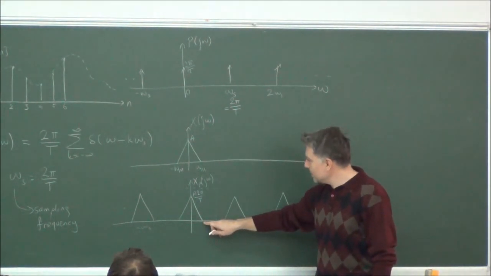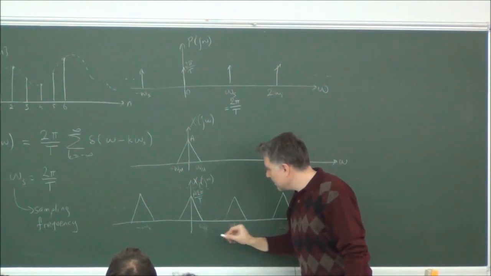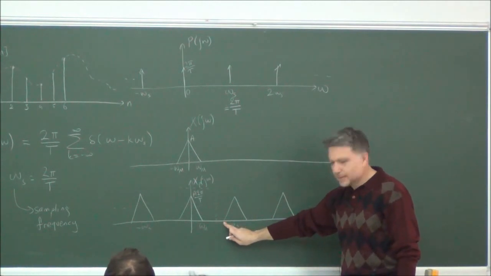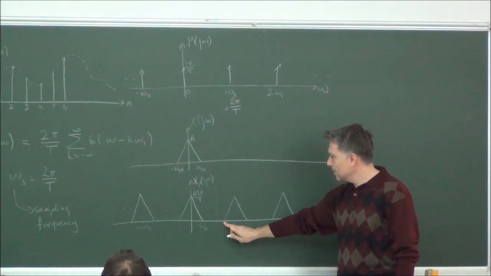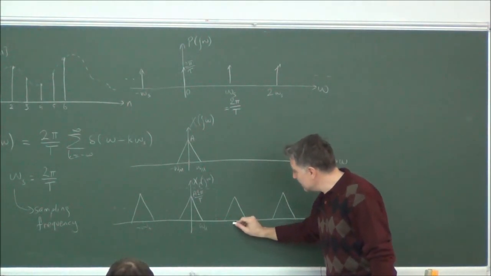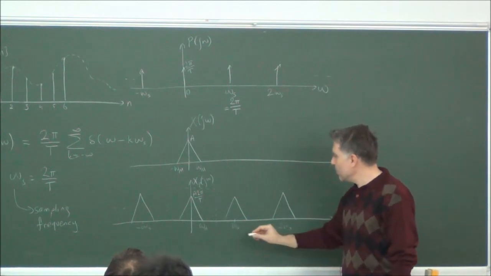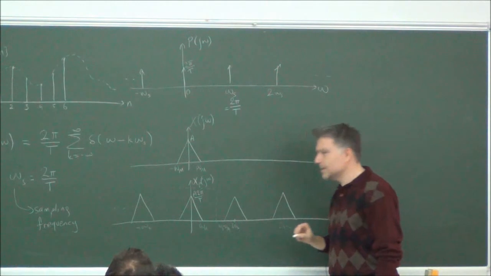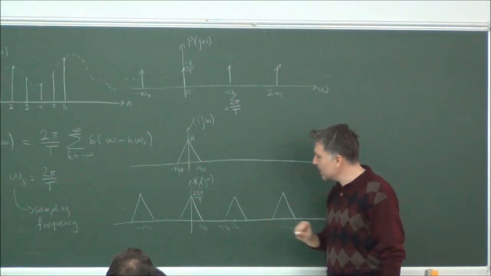What was this point? It was omega m, the bandwidth. So what is this point then that I'm showing you? If this is omega s, this point in the center is omega s, then this point must be omega s minus omega m, isn't it? This point here is omega s minus omega m.